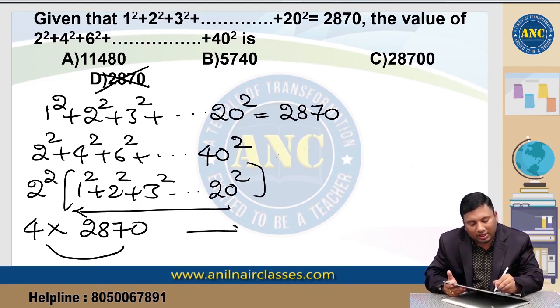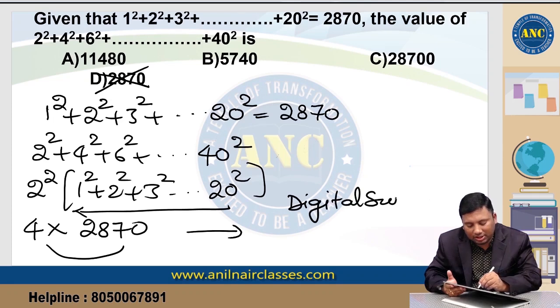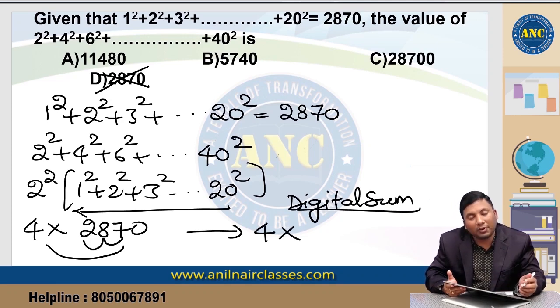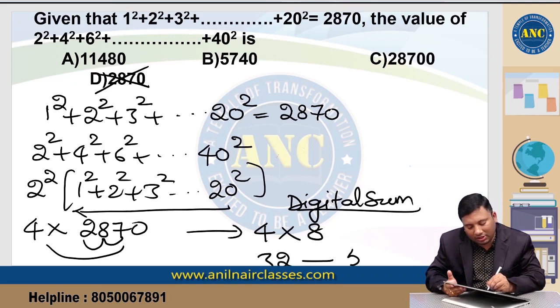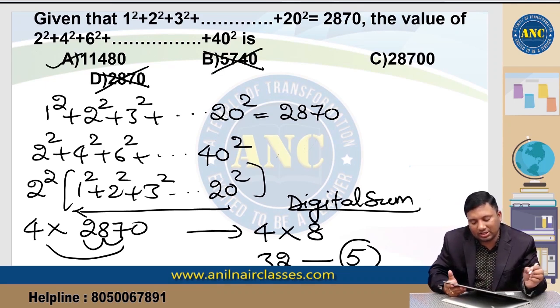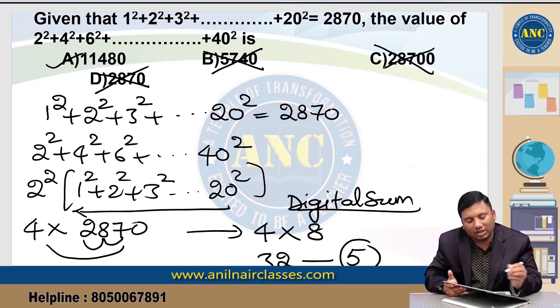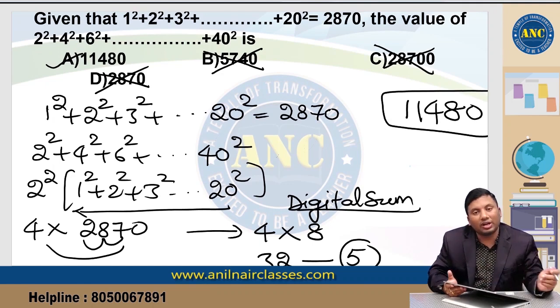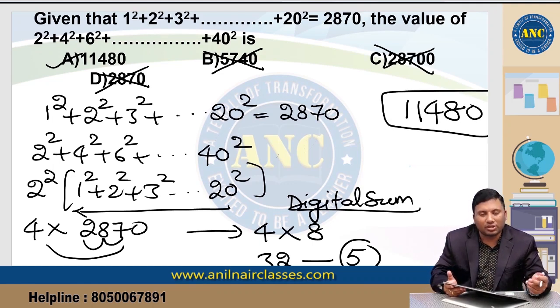So 4 into 2870. You can use a digital sum concept here. If I use a digital sum concept here, 4 into 2 plus 8, 10, 1, 1 plus 7, 8. 4 8s are 32. 3 plus 2 should be 5. This seems to be giving you 5 option. 12 plus 4, 16, it is 7. 7 plus 2, 9, it is not the answer. So answer for this question is 11480. You don't need to solve these multiplications to prove something. Not at all required. I hope the idea is clear.